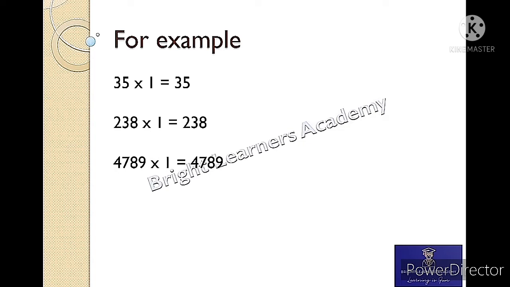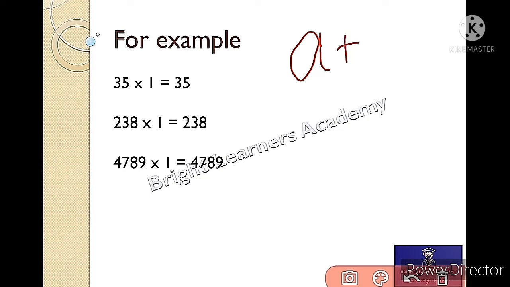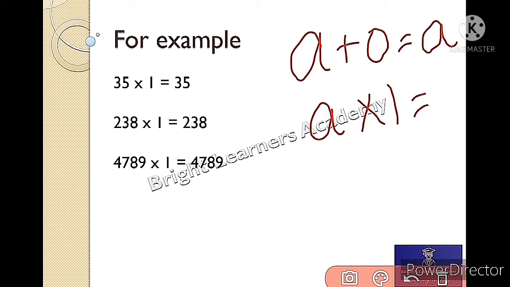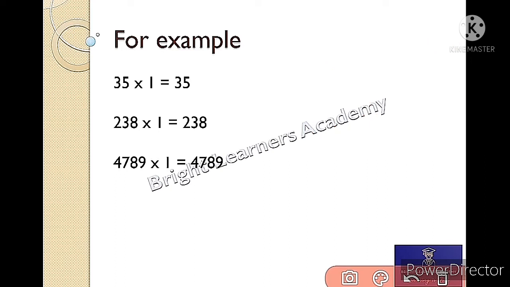Okay, so remember one thing. In addition, you have to add the number with 0. Then the number would be the number itself. It never loses its identity whenever we add 0 to any number. And in multiplication, if we multiply the number with 1, the number would remain same only. So these two things I think you would remember. Now let's solve few questions.